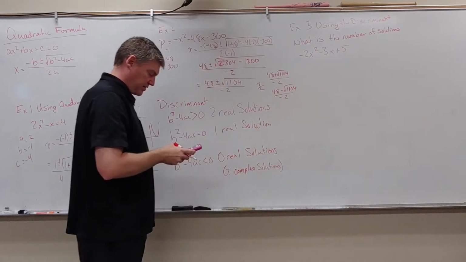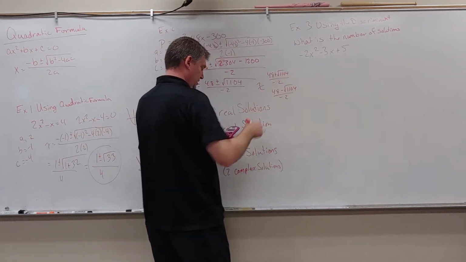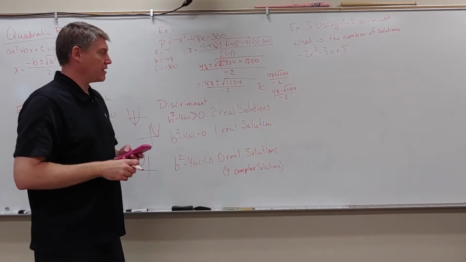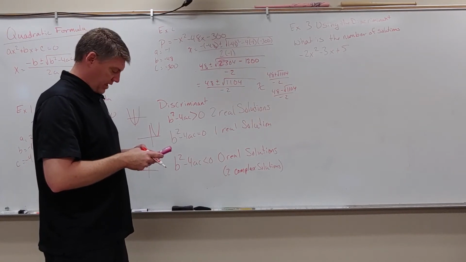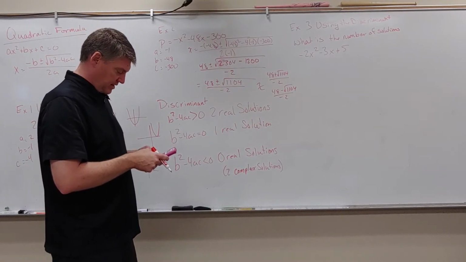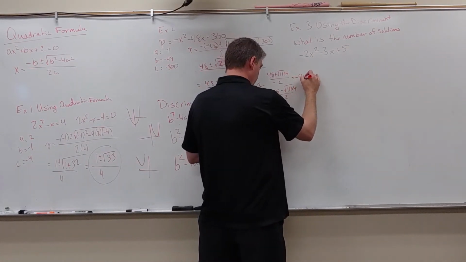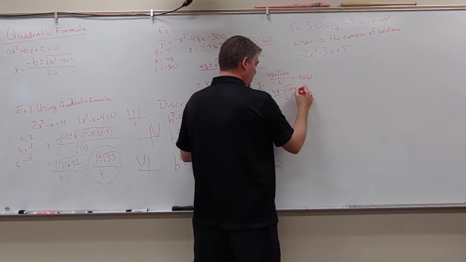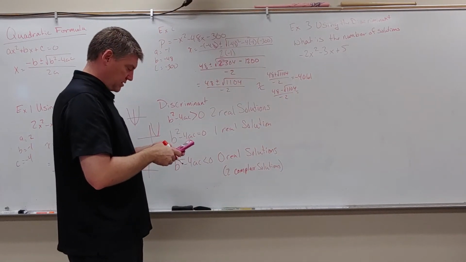So the square root is approximately 33. I'm going to add that to 48 and then divide it by -2. This gives me -40.61. This one here, I'm going to go 48 minus the square root.